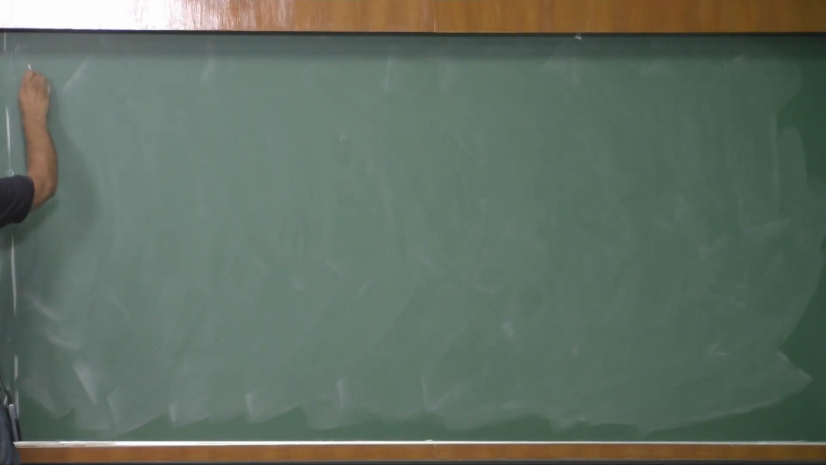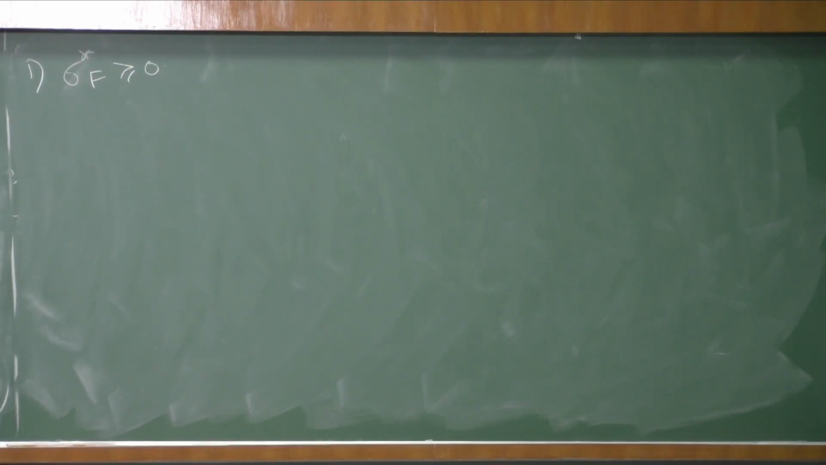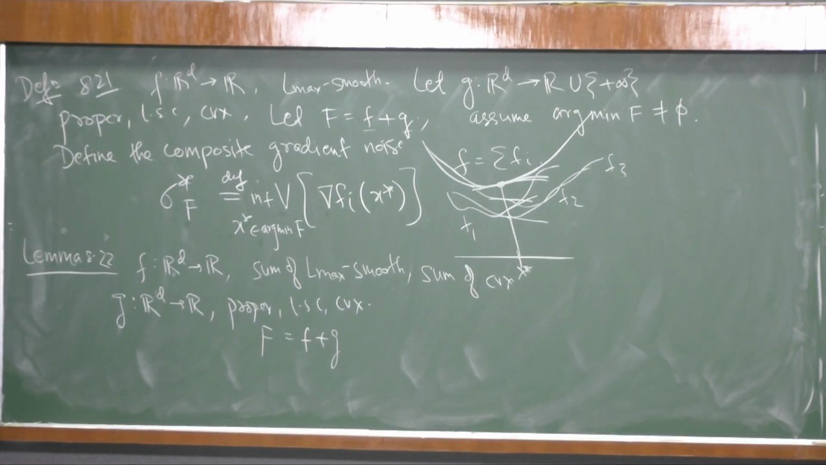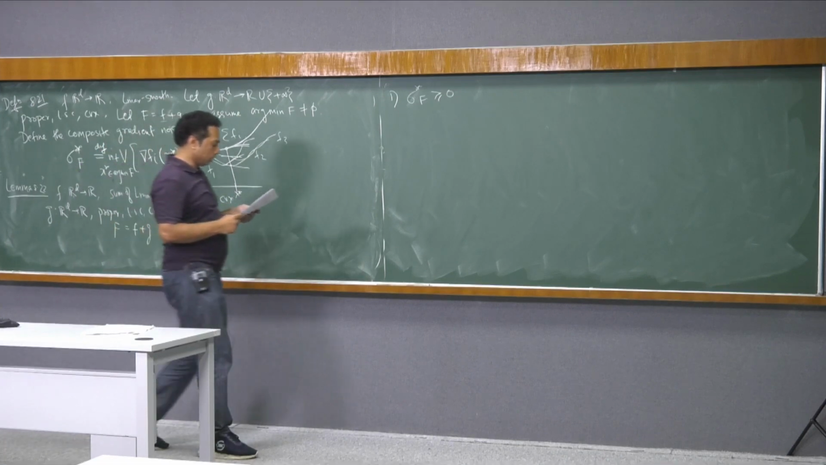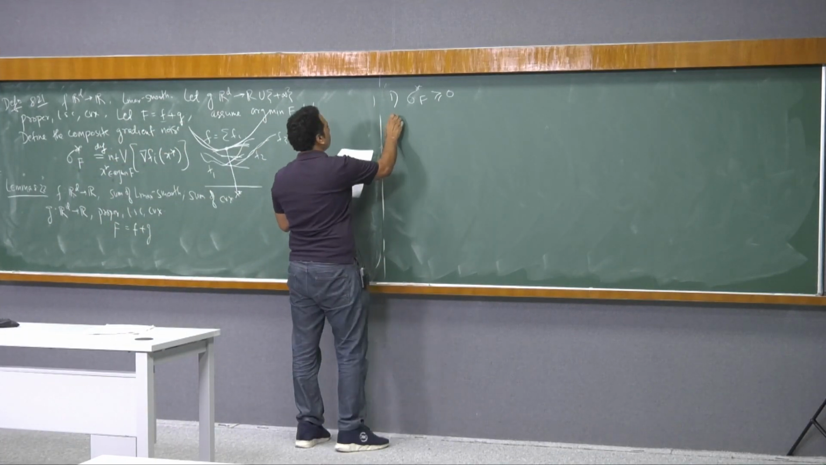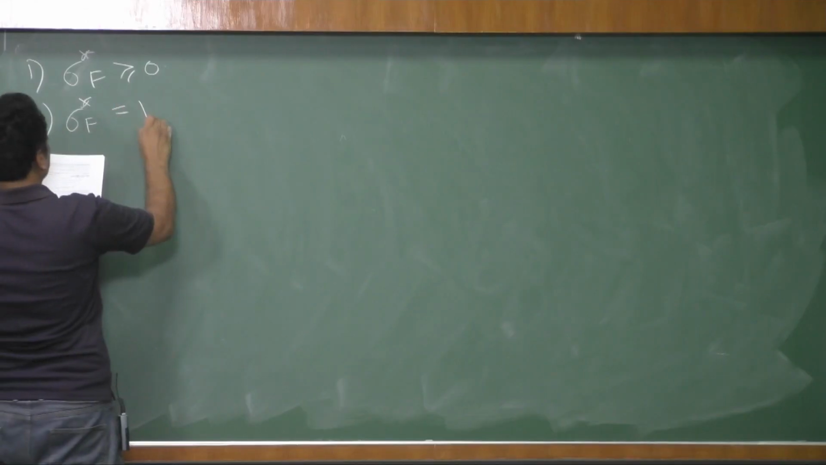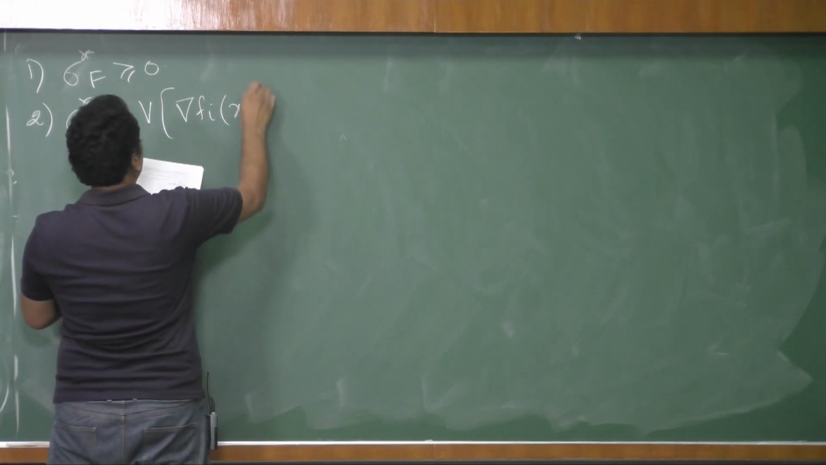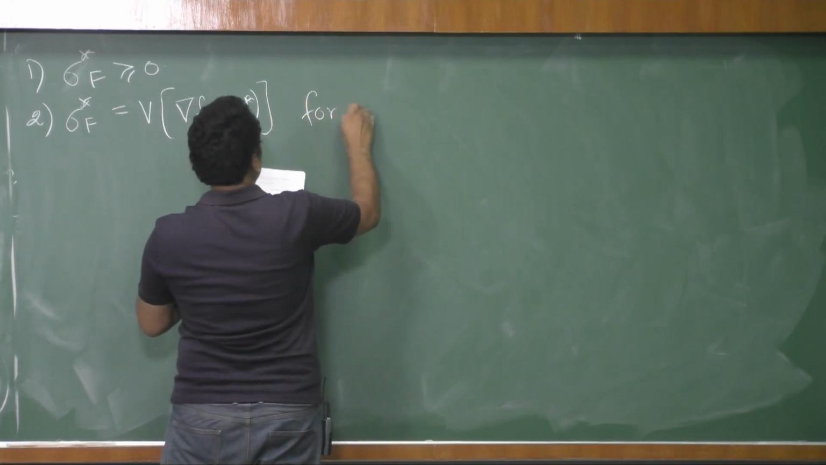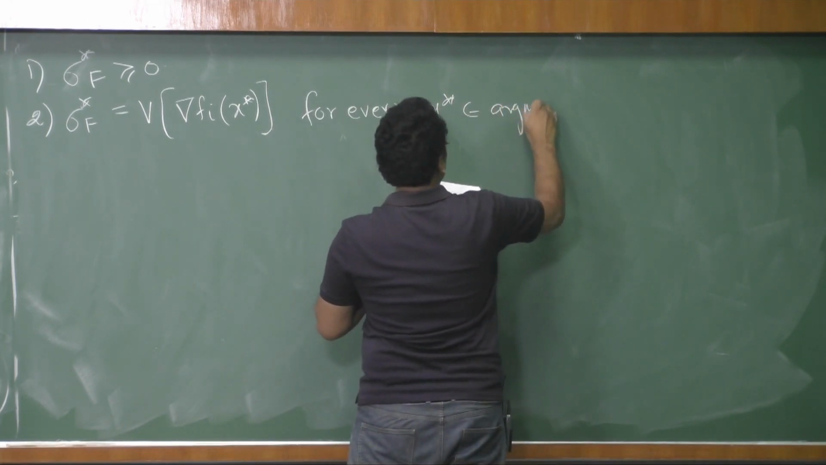So the first one is evident. Sigma star F must be greater than or equal to 0. That follows from the fact that it's a variance. So that's trivial, because variance is defined as expectation of something positive, so it's positive. And the second one is sigma star F is the variance of grad Fi x star for every x star in argmin of F.